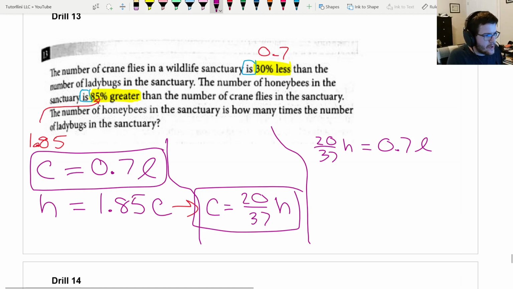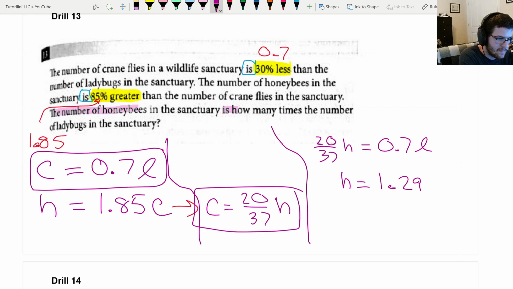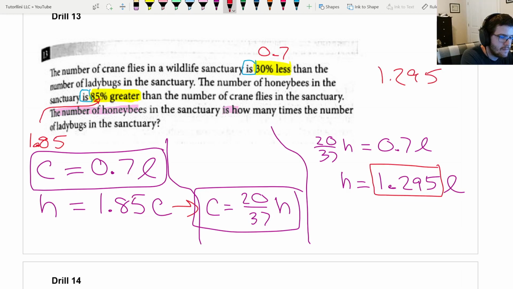We want to get H by itself because we want to know how many times greater H is, because it says the number of honeybees is. So that means H should be by itself. H equals. So we're going to divide both sides by 20 over 37. 0.7 divided by 20 over 37 gives me 1.295. So I believe that is actually the correct answer. It's 1.295 times the number of ladybugs.